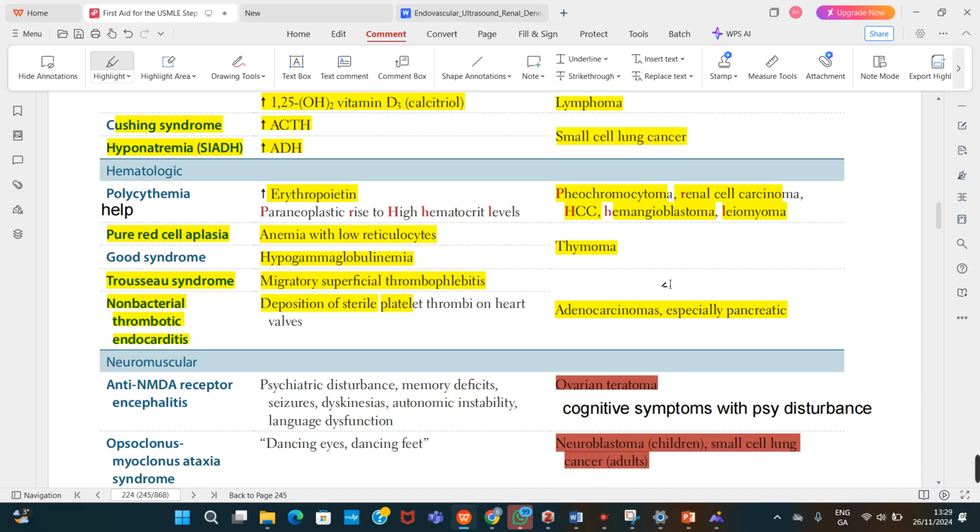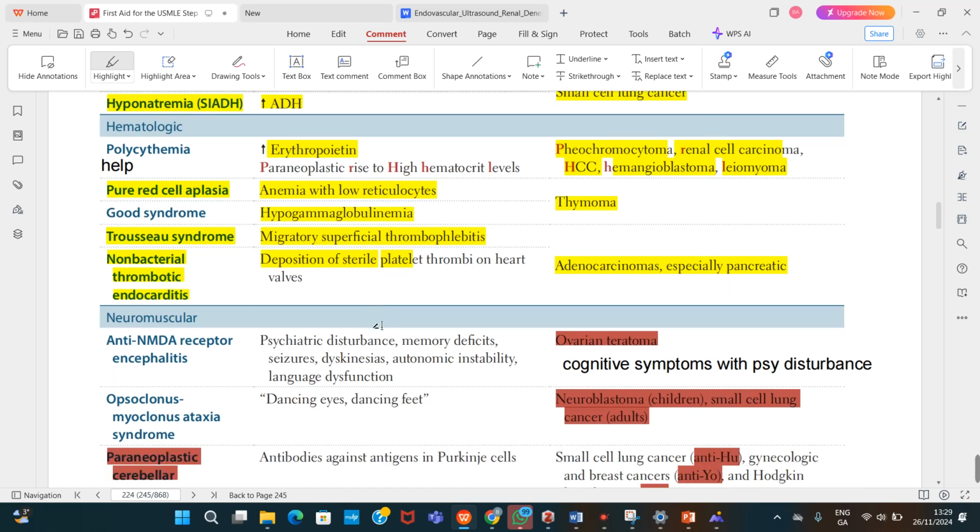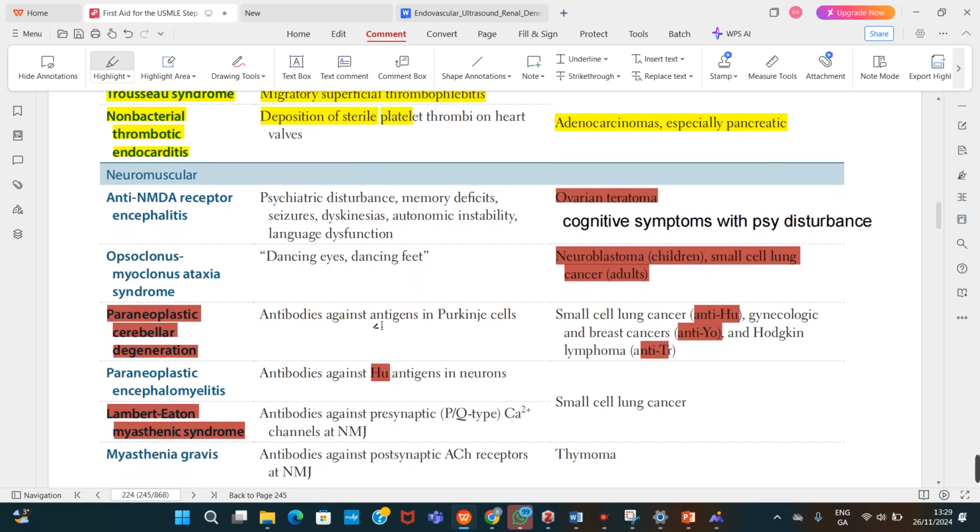That's one thing about this pancreatic adenocarcinoma. Studies have shown that maybe the excessive mucin that's produced, and inflammation, cause all these things, leading to these features. So moving on to the neuromuscular.